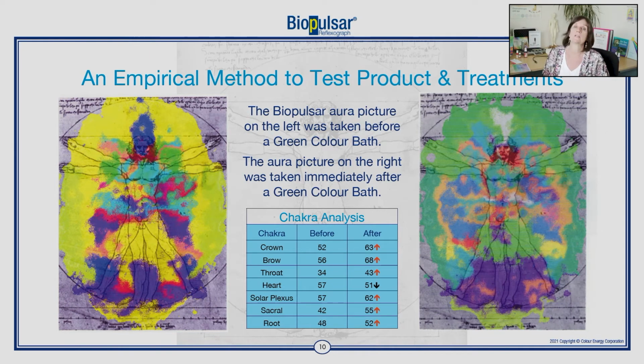But after a green color bath, look at how much my aura shifted to green. But not only that, green is more neutral. It is a higher frequency than yellow, right? And so if you look at my chakras before and then after, every single one of them went up, other than my heart.